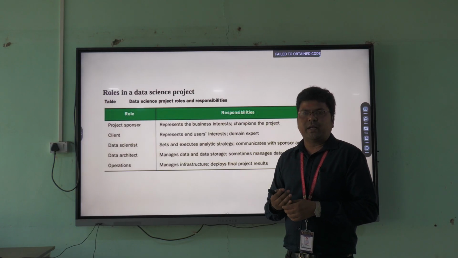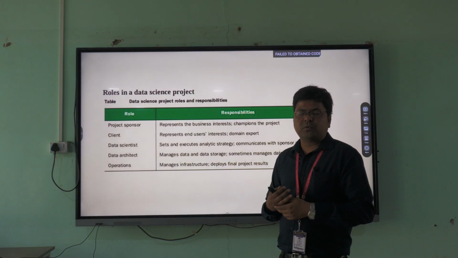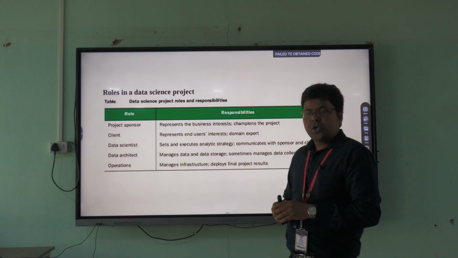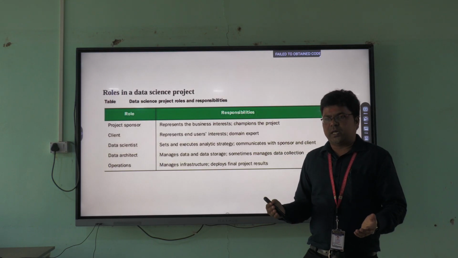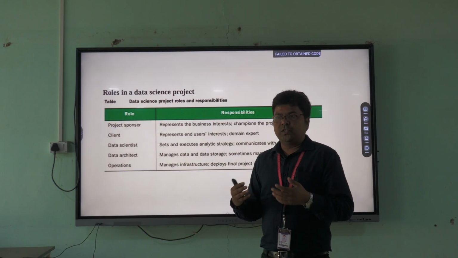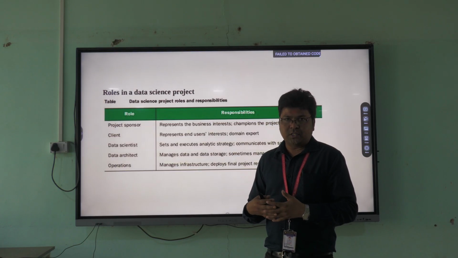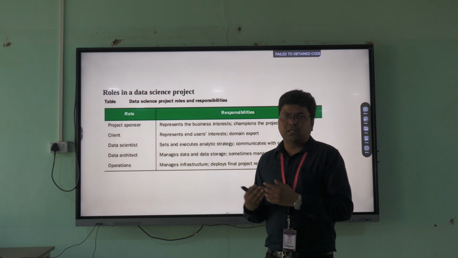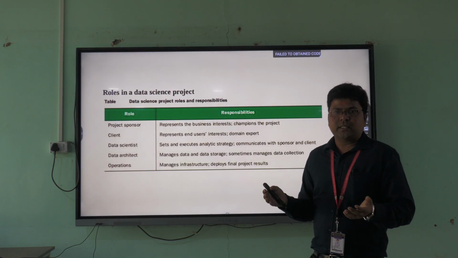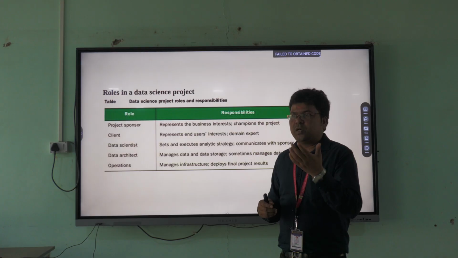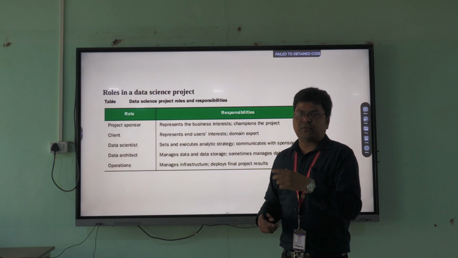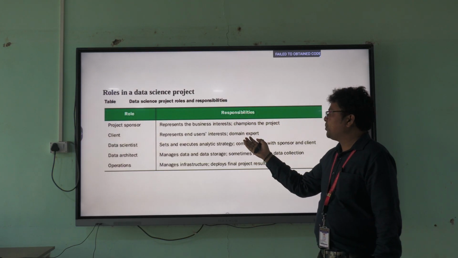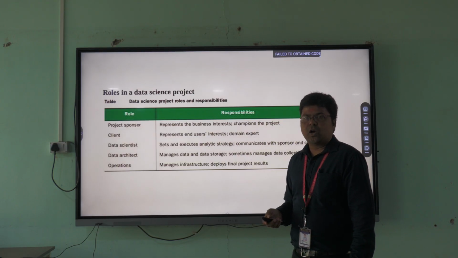Mostly they work on data warehouses, and the operations team is responsible for deploying the model at the client end. So these are the roles of the data science project. In the summary, we have now studied what data science is. Data science is the study of data from which we can take better decisions. It is a combination of statistical and machine learning subjects, interdisciplinary, I can say. Through it we can draw insights from the data and take decisions. And a data science project consists of the project sponsor, client, data scientist, data architect, and operations team.